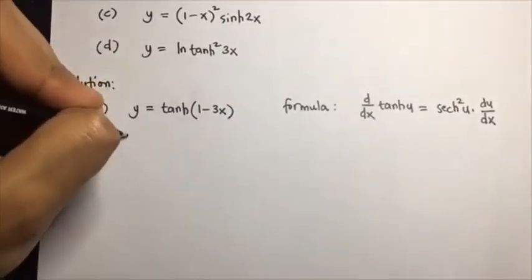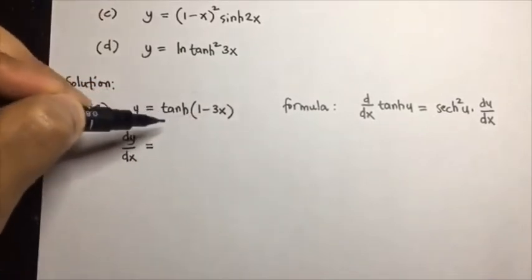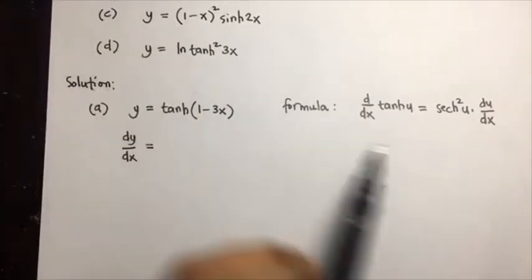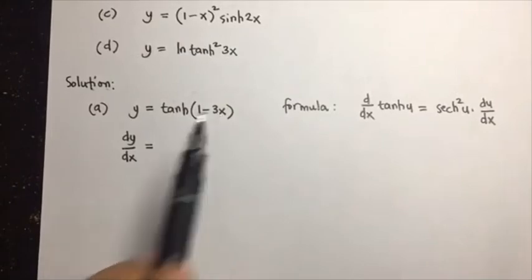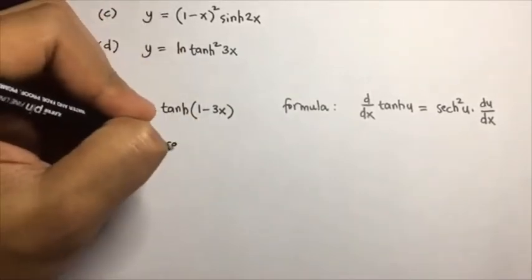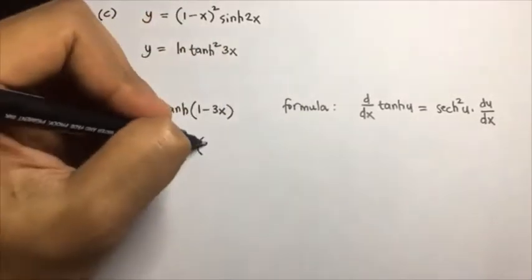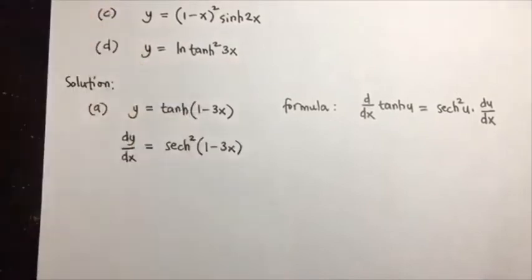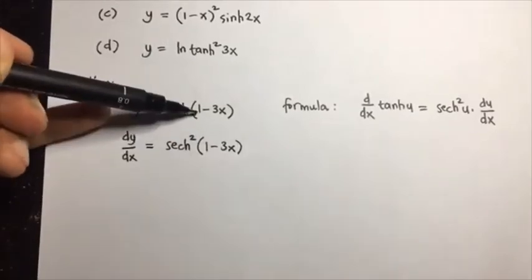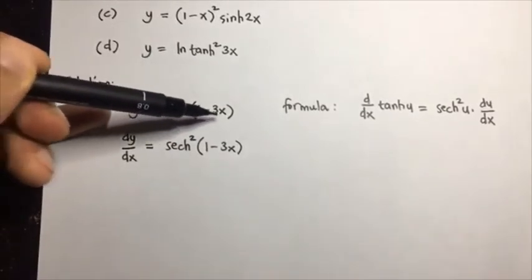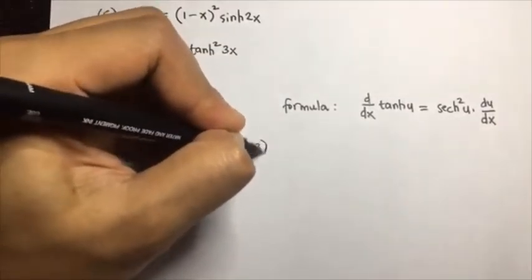So from here, our dy over dx will be the derivative of this. The derivative of hyperbolic tangent is hyperbolic secant squared of u, where our u is 1 minus 3x. So the derivative is hyperbolic secant squared of 1 minus 3x, multiplied by the derivative of u with respect to x. The derivative of 1 minus 3x is 0 minus 3, so that is negative 3.